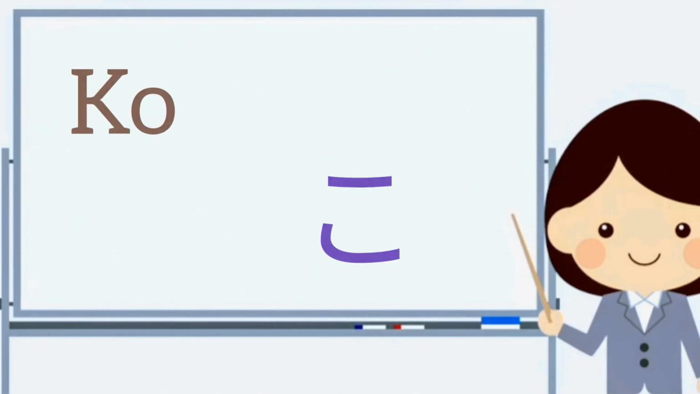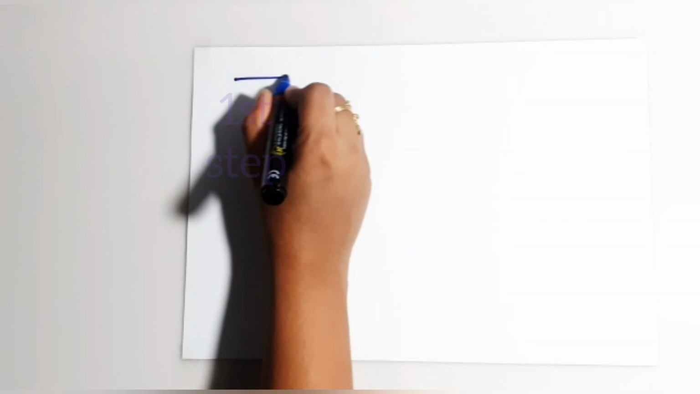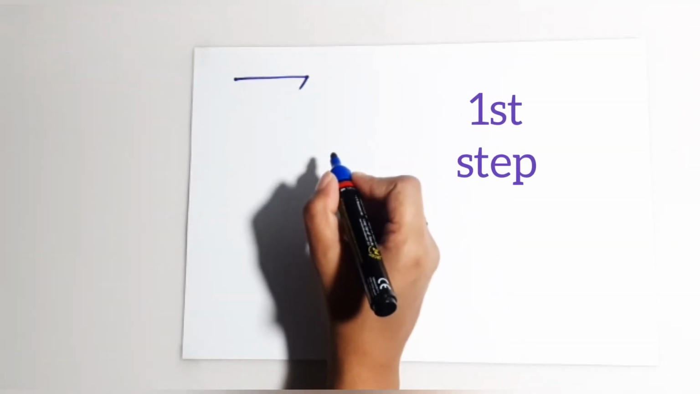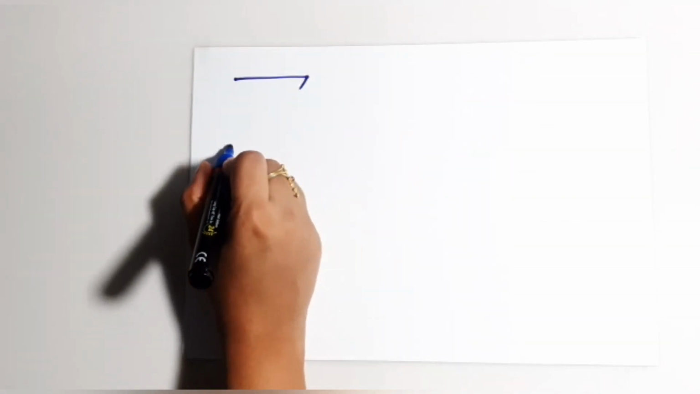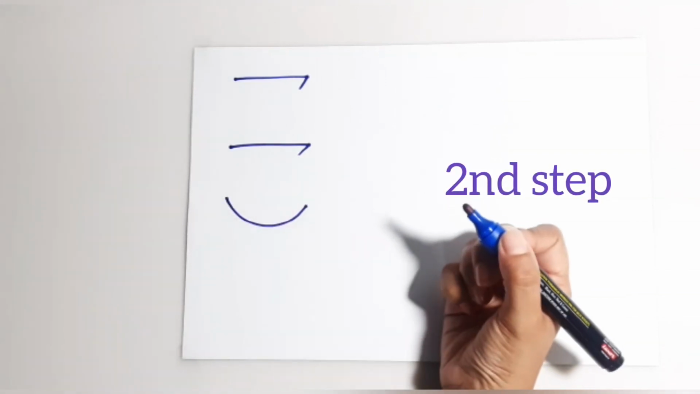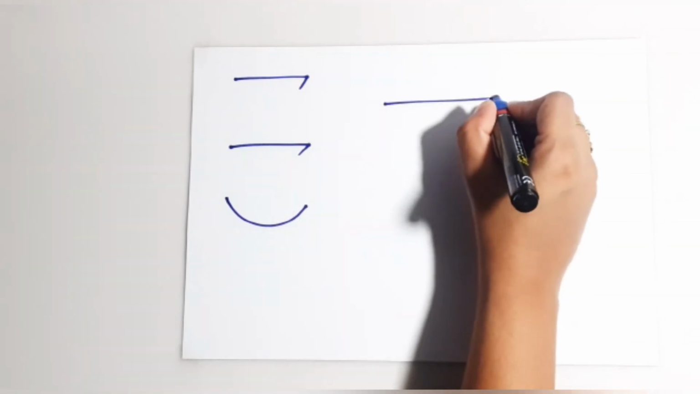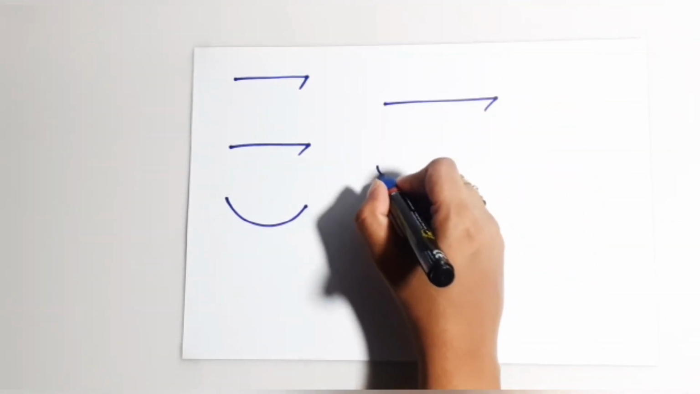Okay. The last letter for today's lesson is Ko. First step. Second step. Ko. Letter Ko.